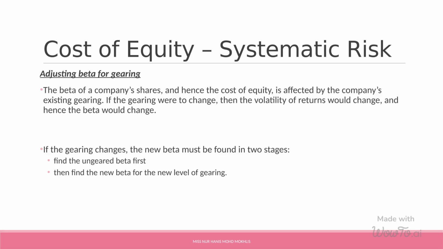The beta of a company's shares, and hence the cost of equity, is affected by the company's existing gearing. If the gearing were to change, then the volatility of returns would change, and hence the beta would change. If the gearing changes, the new beta must be found in two stages. Find the ungeared beta first. Then find the new beta for the new level of gearing.